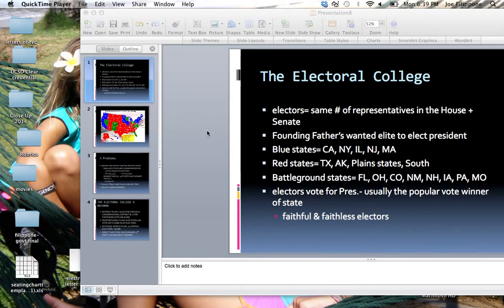and most of those electors vote for the state's popular vote anyways. So each state has electors, and those electors equal the same number of representatives in the House and the Senate. So say California has 53 congressional districts, which means it has 53 congresspeople, or House of Representatives, and they have 2 senators. So California has 55 electoral votes.